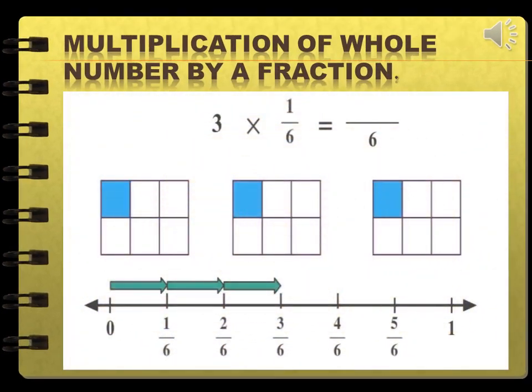You can see multiplication of a whole number by a fraction. The example taken here is 3 times 1 by 6. That means out of 3 wholes, only 1/6 part is shaded. So 3 is already a whole number, so the fraction will be 3 upon 1. You will simply multiply the numerators and the denominators. So if I multiply 3 by 1, I will get 3, and 1 by 6, I will get 6 only. The answer is 3 by 6. You will reduce 3 by 6 to the lowest term. So the final answer will be 1 by 2.